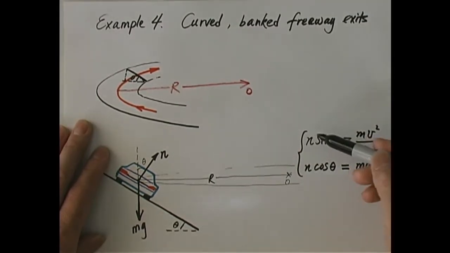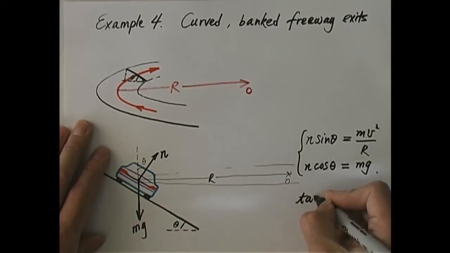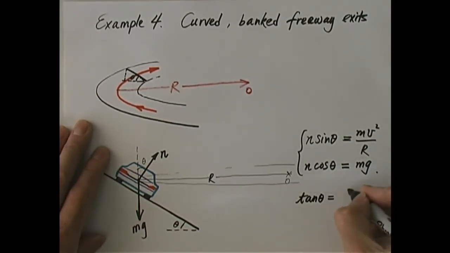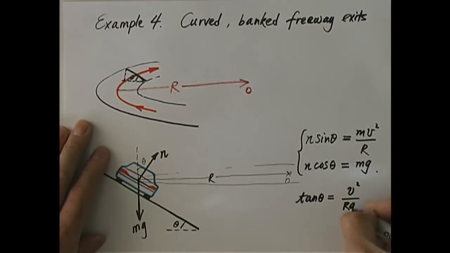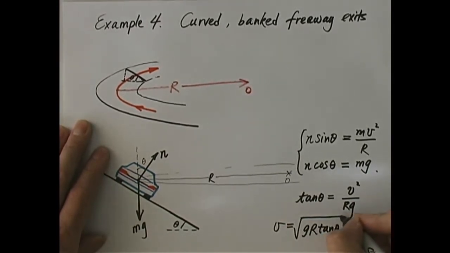Okay, you can cancel n by taking this divided by that, so you get tangent theta here, and m cancels, so the mass of the car does not even matter. Then you have tangent theta equals v squared over gr. What did that tell you? It tells you v equals the square root of gr tangent theta. See, there is only one solution to this problem. You must drive at precisely the speed of the square root of gr tangent theta.